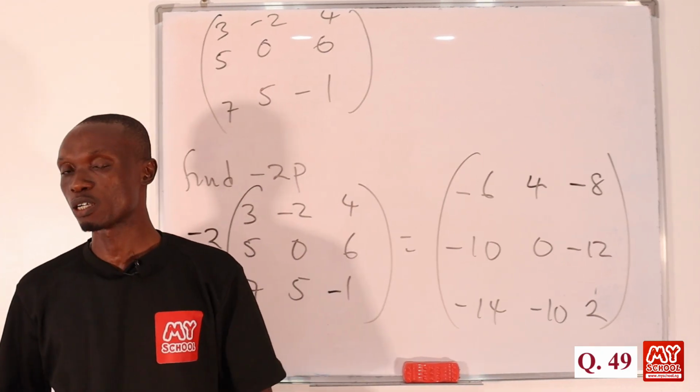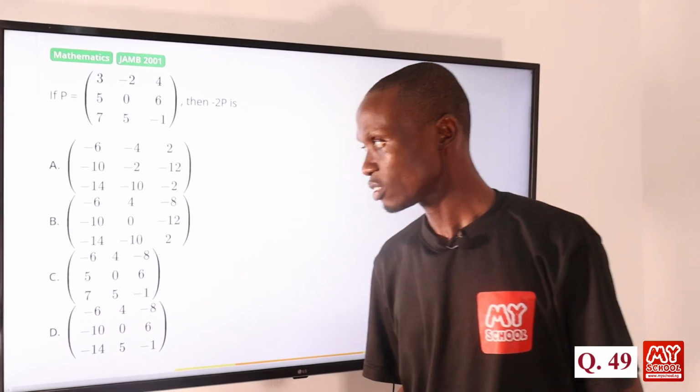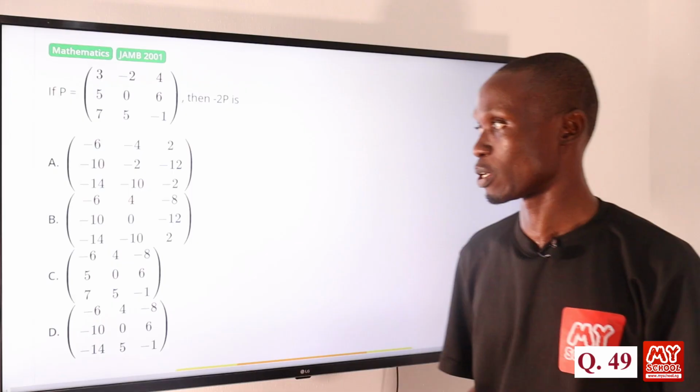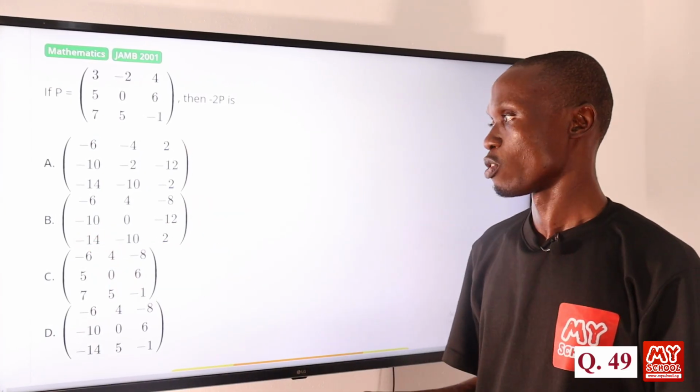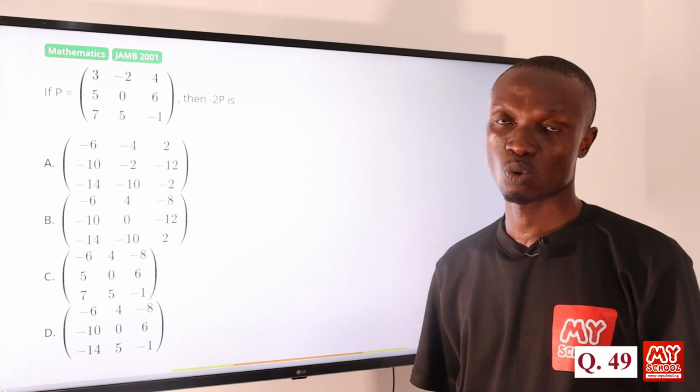Okay, so let's return back to the screen to pick the correct answer to this question. From our multiplication, I think what agrees with our multiplication is option B. Okay, so that makes option B the correct answer to this question.